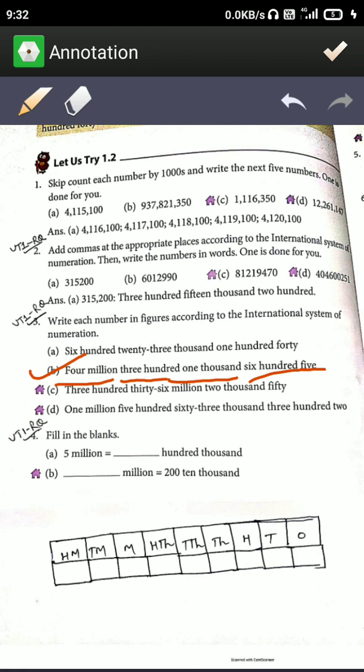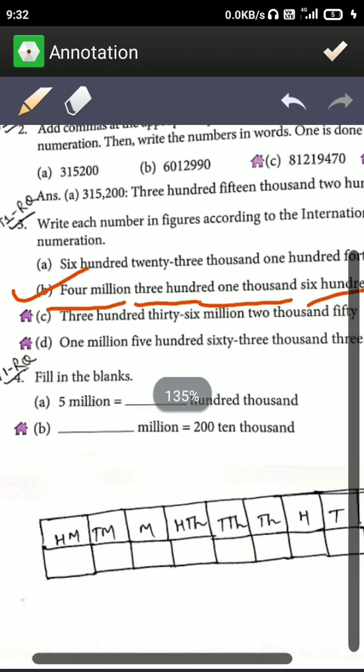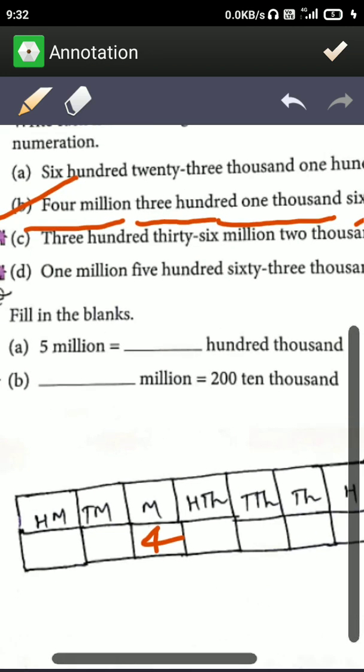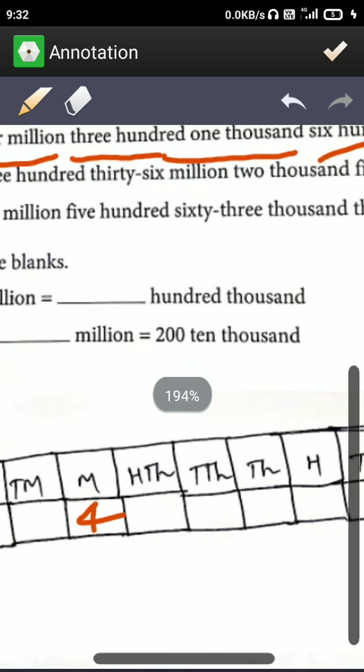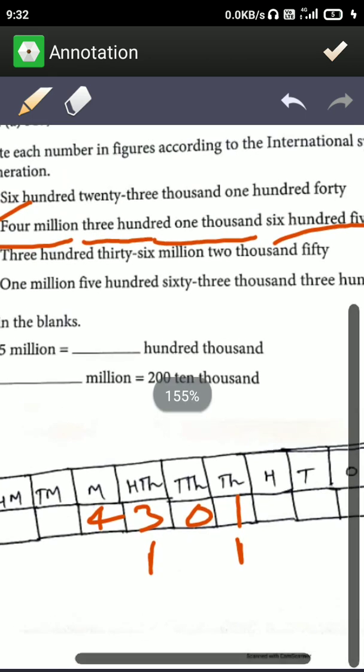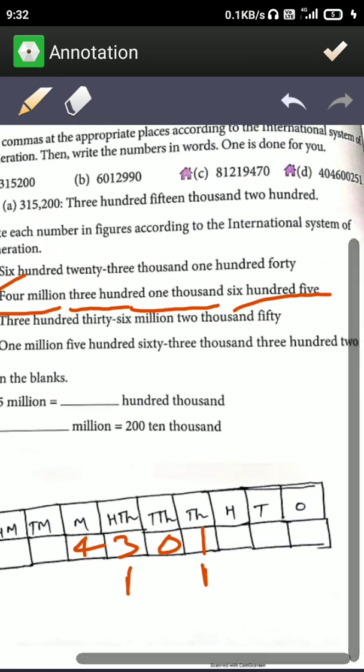Second question is 4,301,605. So again, it is 4 million. So we will write here 4. Then 301,000. The 301 is in the thousands period, in the hundreds place. And then 605.